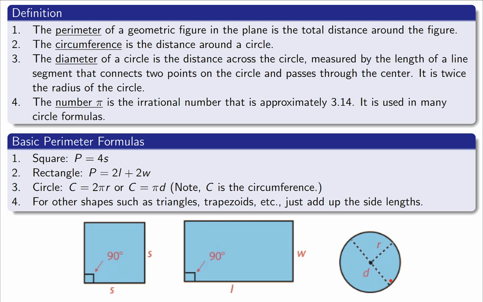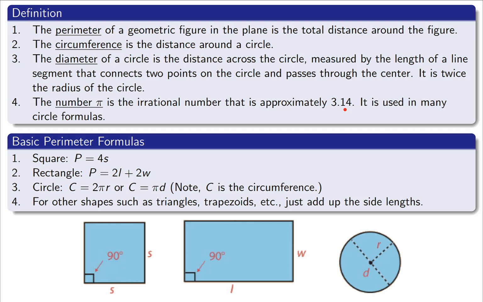The number pi is an irrational number, meaning it cannot be written as a fraction, and it's approximately 3.14. I say approximately because it's not exactly 3.14, or you could write it as a fraction. It goes on and on and on forever, and so it's used in a lot of circle formulas. With that said, though, be careful when you use pi.